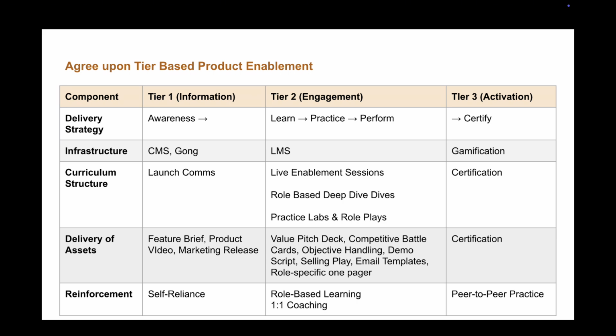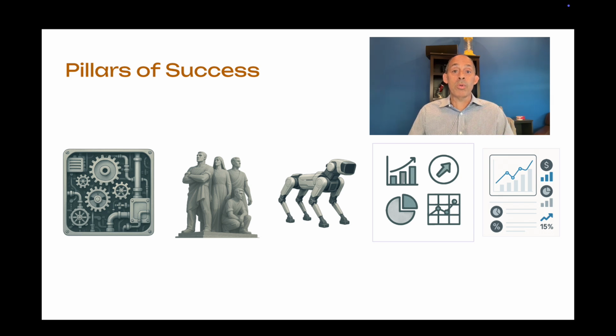So we need to create an alignment with the leadership, alignment with the go-to-market teams, as well as with the product teams, of here's what we're expecting for every release, and here's the content that we provide. Here's the delivery strategy, here's the infrastructure, here's the curriculum approach that we're going to take, here are the assets that we're going to be building across which tier, and making that ready to go. So that's it. Those are the 6 things that I think are really important for that.